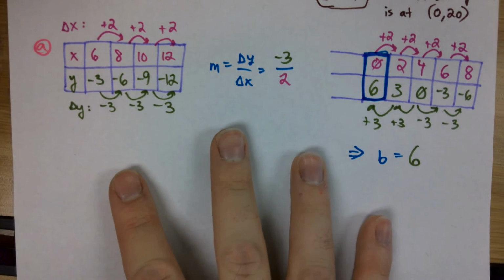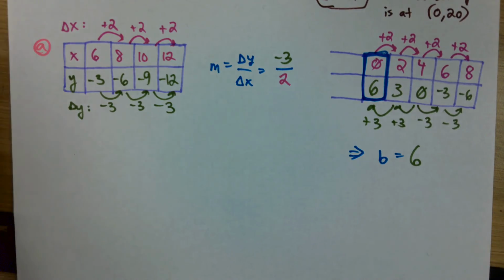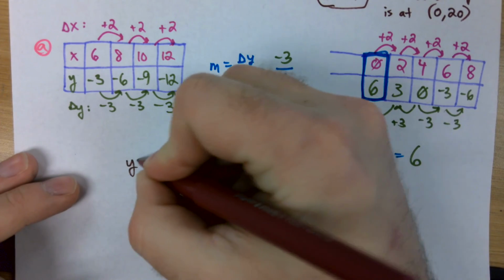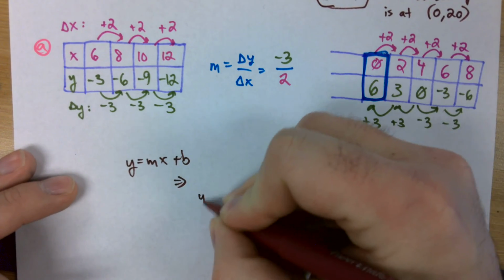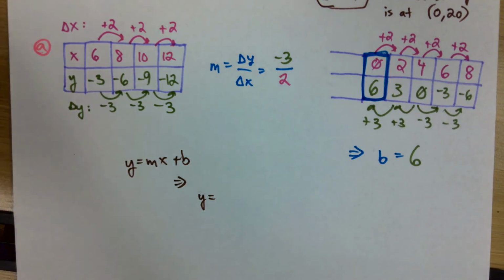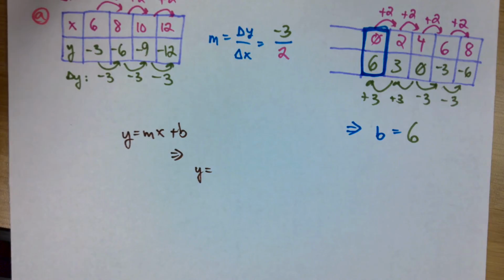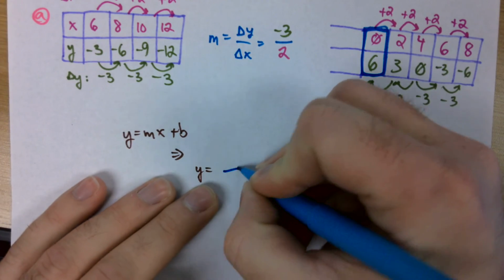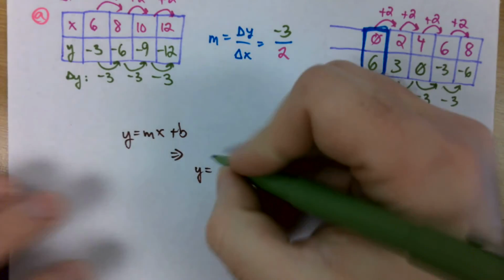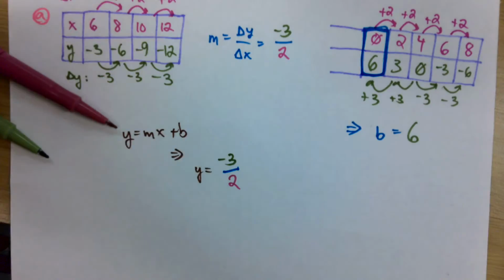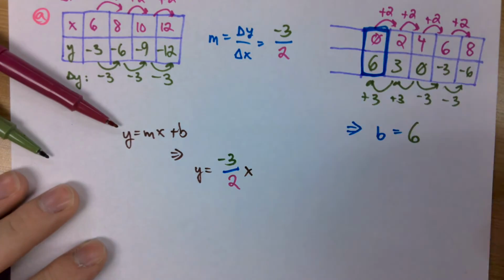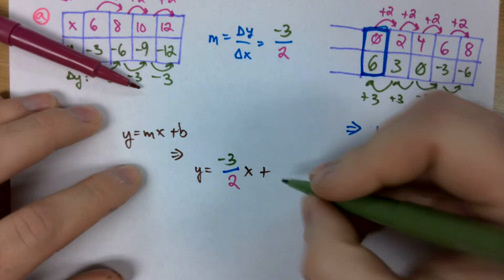All right, we got our m, we got our b. Can we write an equation now? Yeah, what's our equation going to look like? That's right. We're going to have y equals negative 3 over 2 x plus 6. That's right.